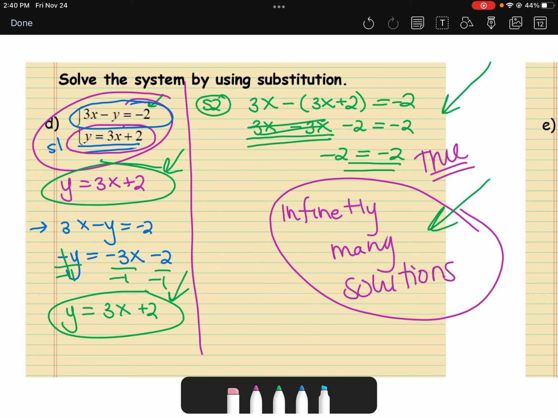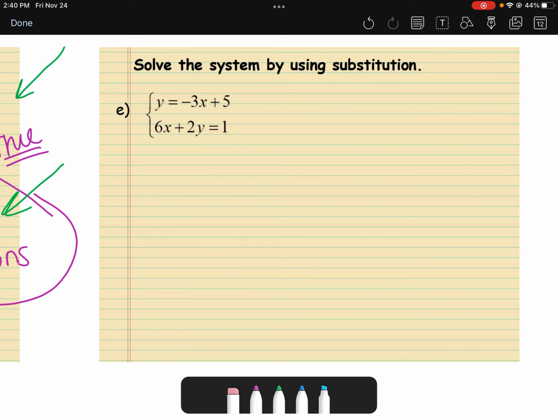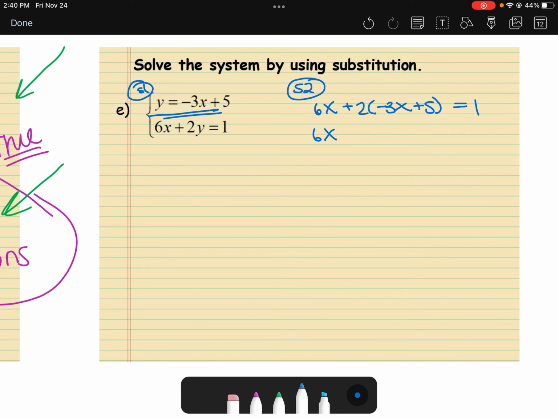So I'm sure you can imagine where we're going to go with the next example, but let's have a little mystery, see where it goes. So here's the next one, solve the system by substitution. Okay, so that's step 1. That variable is by itself, so we get to go ahead and skip to step 2 where we're plugging that in. So I have 6x plus 2y. So remember, y is equal to negative 3x plus 5 equals 1. 2 times negative 3 is going to give me that negative 6x. And then 2 times 5 is 10.